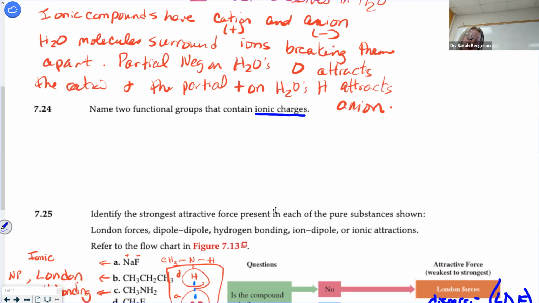Okay, I'll give you a hint. What does a carboxylic acid look like? It's an R group attached to a carbon, double bonded to an oxygen. And what else does it have? It's a carboxylic acid. It has an OH. Does this have a charge? No, but what can happen?